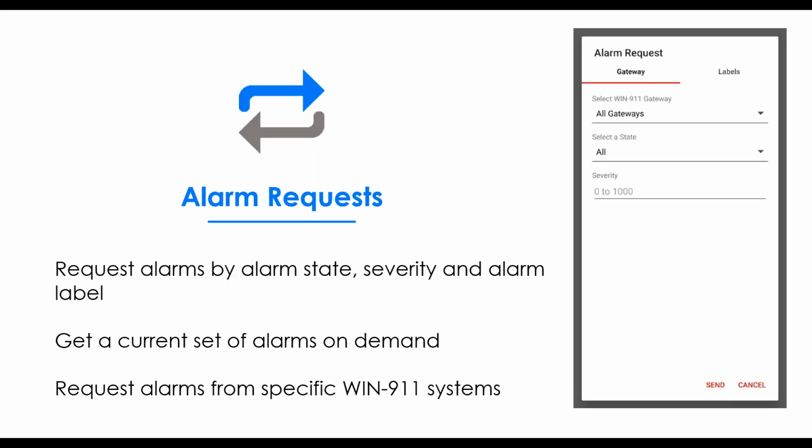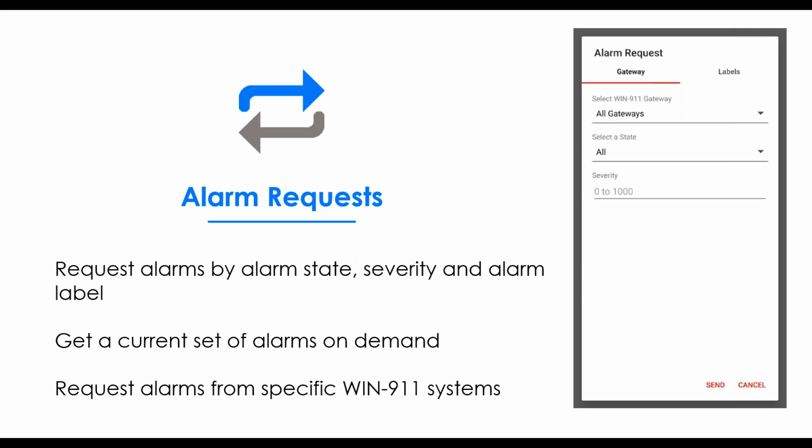Let's see. And we've got alarm requests as well. Alarm requests allow you to request alarms by their state, severity, or alarm label. So if you come onto a shift, for example, let's say it's 8 a.m. You weren't sent any alarms, obviously, because you weren't working, and you want to get a snapshot of what's going on with the system. You can do an alarm request. It'll give you all the active alarms, or however you filter it. It'll give you those active alarms onto your system so you can see what's going on at that particular time.